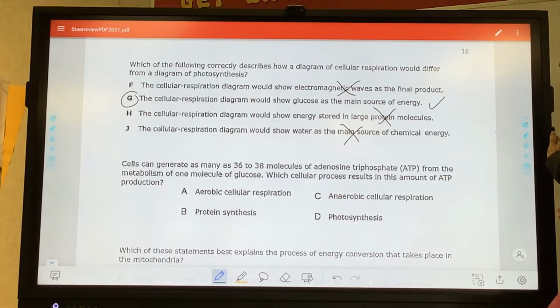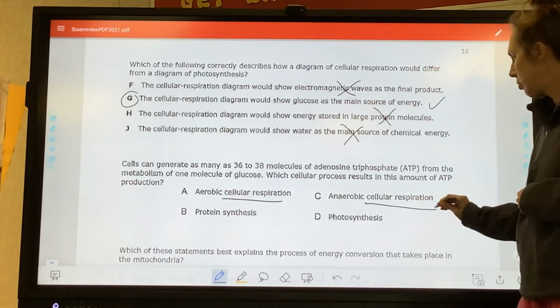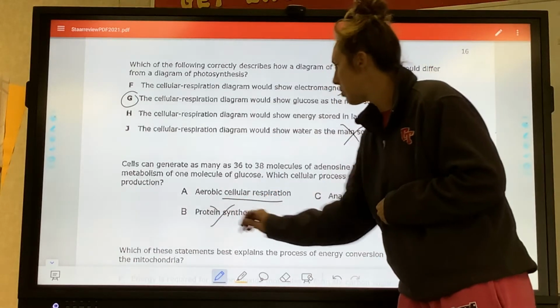Okay. Cells can generate as many as 36 to 38 molecules of adenosine triphosphate, ATP, from the metabolism of one glucose. So what that's saying is, when they take in one glucose, that can make 36 to 38 ATP energy molecules. Which cellular process results in this amount of ATP? Cellular respiration. Okay. There's two. We don't get ATP from photosynthesis or protein.